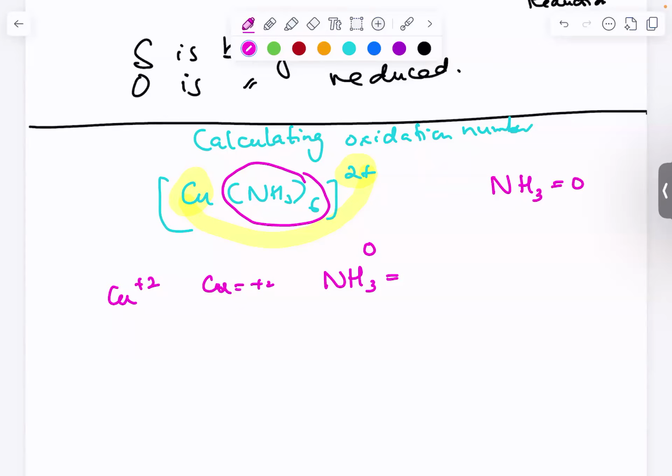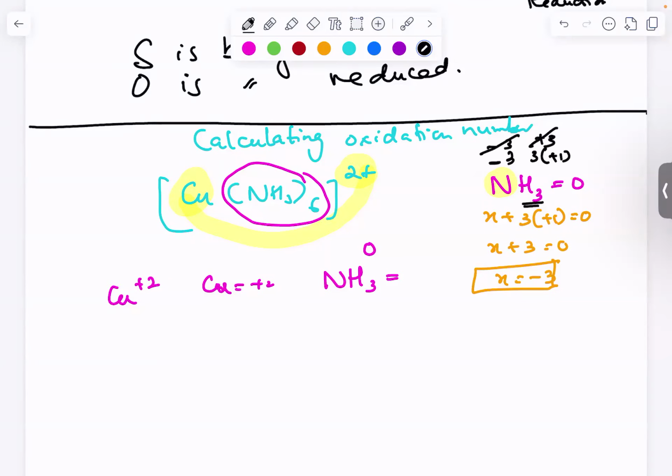First calculate for N. That would be X plus 3 times plus 1 is equal to 0. X plus 3 is equal to 0. X is equal to -3. So that means nitrogen is -3, and there is no need to calculate for hydrogen. You know that hydrogen is +1, so 3 times plus 1 would be +3. So -3 would be cancelled by +3, and that is why ammonia is 0. Is it clear?